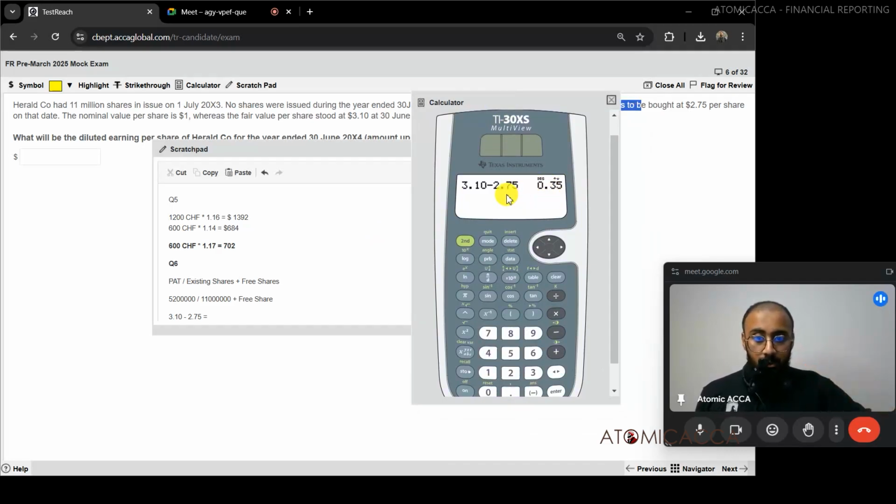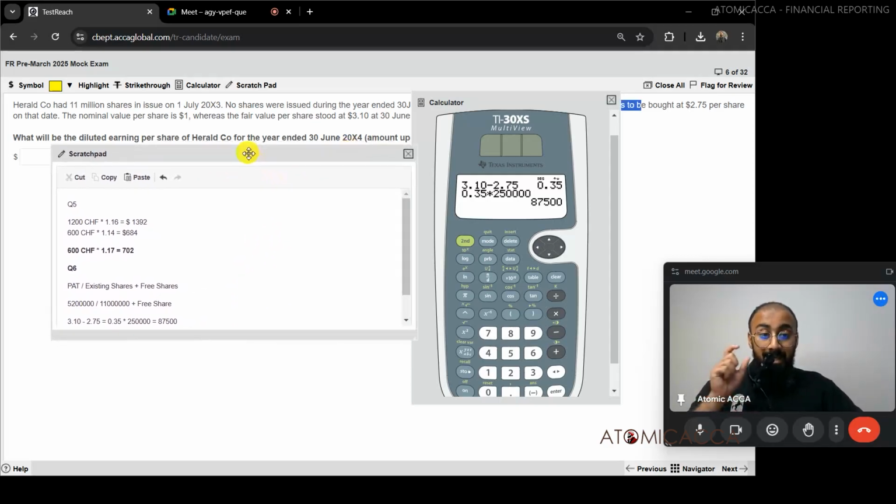Now 0.35, how many shares are being given? 250,000 shares are being given. So 0.35 multiplied by 250,000 is equal to 87,500. So $87,500 is the total discount being given. Now, in the market, if they wanted to earn $87,500, how many shares would they have to give? Market price is 3.10, total value is 87,500.